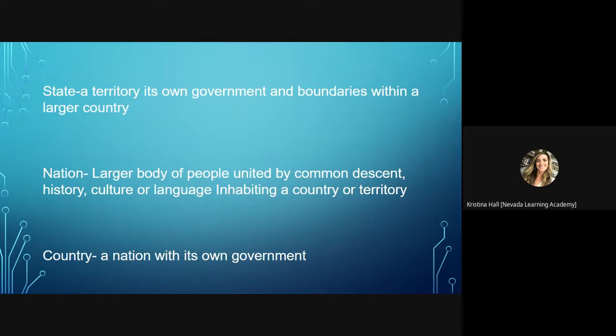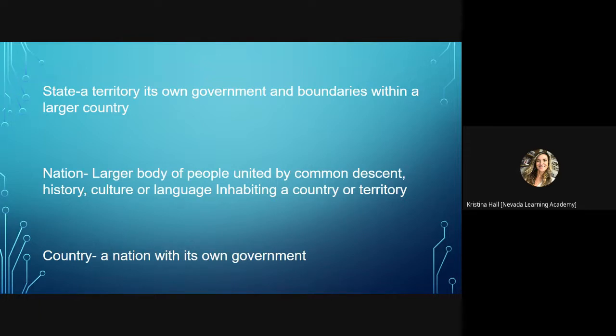We're familiar with this within the United States. The state of Nevada is a territory, right, with its own government within the boundaries of the United States. We are one of 50 states, right? We have our own local government. We have a city ordinance, we have a county ordinance, and then we have a state ordinance. Our state capital, Carson City, is that small little town near Reno in the northern part of the state.